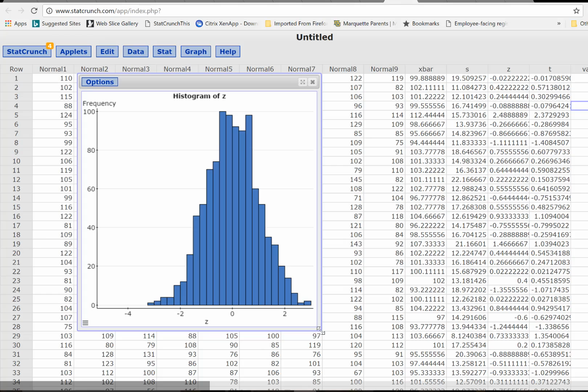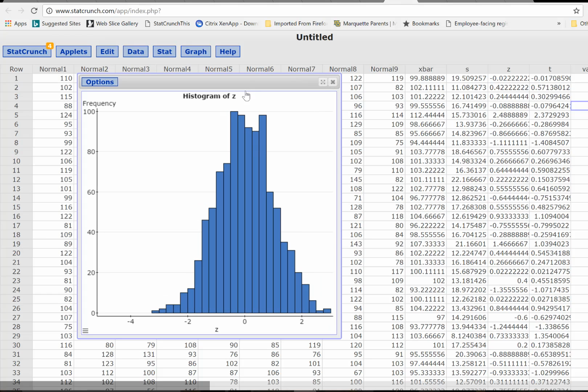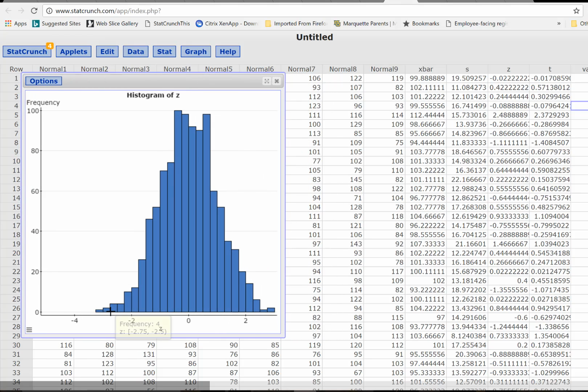So there it is. And you can see that virtually all the data lie between -3 and 3 and has approximately a bell shape to it. You would expect all the data to lie between -3 and 3 because this is a standard normal, mean 0, standard deviation 1. Remember, by the empirical rule, approximately 99.7% of the data should lie within 3 standard deviations of the mean, and that's what I'm seeing here.